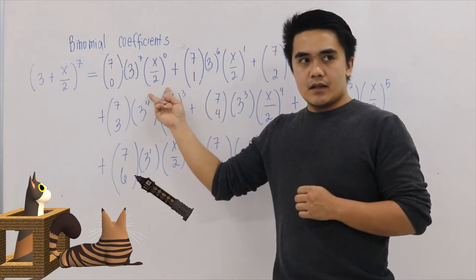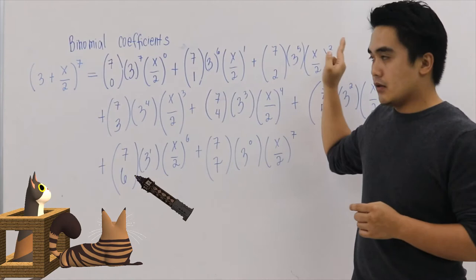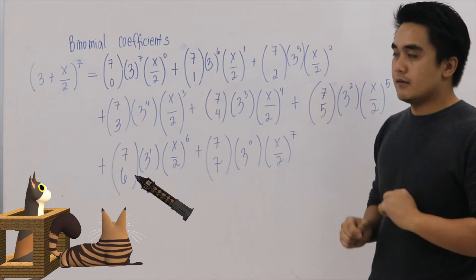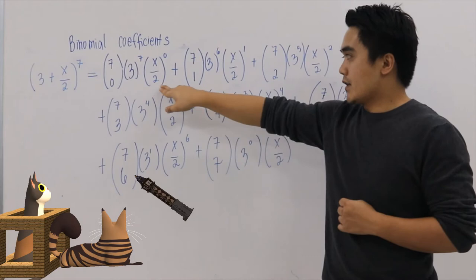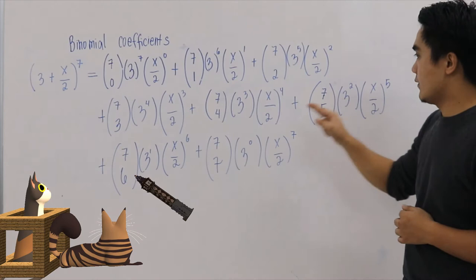Second one, for the exponent of the second term, we'll start with the lowest, which is 0, and we increase by 1 integer as we move on. So we'll start with 0, 1, 2, 3, 4, 5, 6, and 7. Again, for the first term, we start with 7, the highest exponent. For the second term, we start with 0, the lowest exponent. So we have 7, 0; 6, 1; 5, 2; 4, 3; 3, 4; 2, 5; 1, 6; 0, 7.